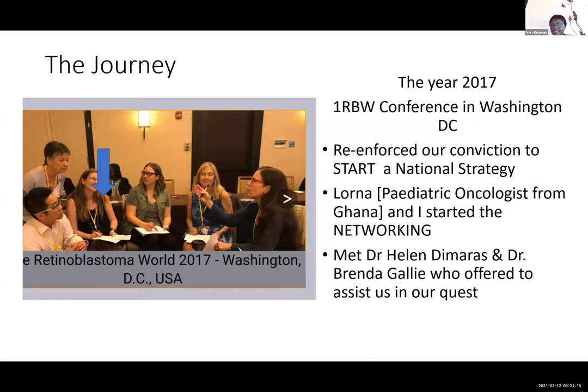So in 2017, something happened. We have been losing children, but there was one child in particular that we lost to retinoblastoma. We had diagnosed at the age of 6 months with bilateral retinoblastoma. We removed one eye because it was advanced. The second eye had just a solitary tumor, which needed focal treatment, but which was not available in the country, and they could not raise funds to go out.